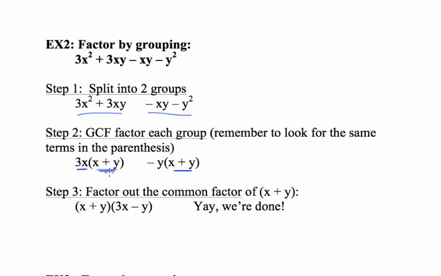Step 3, you want to look for that common factor right here, x plus y. Those are a common factor. So again, it's like I have two terms. Here's term 1, here's term 2. I'm going to say what's in common. What's the greatest common factor? The x plus y. So the x plus y gets pulled out to the front, and then my leftovers are in the parentheses, the 3x minus y. Then we're done.